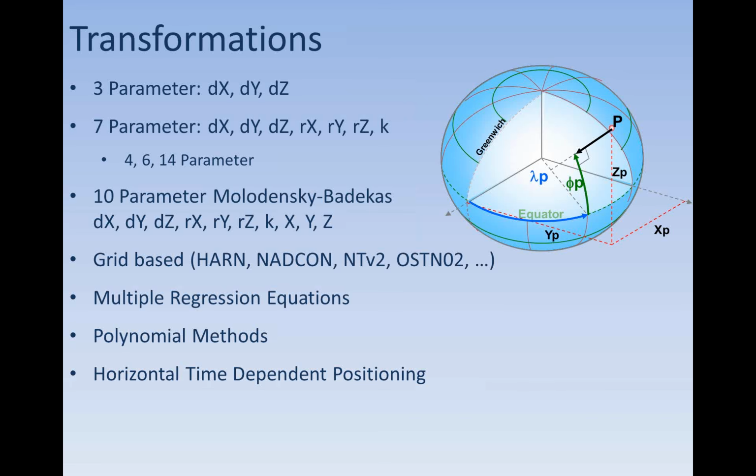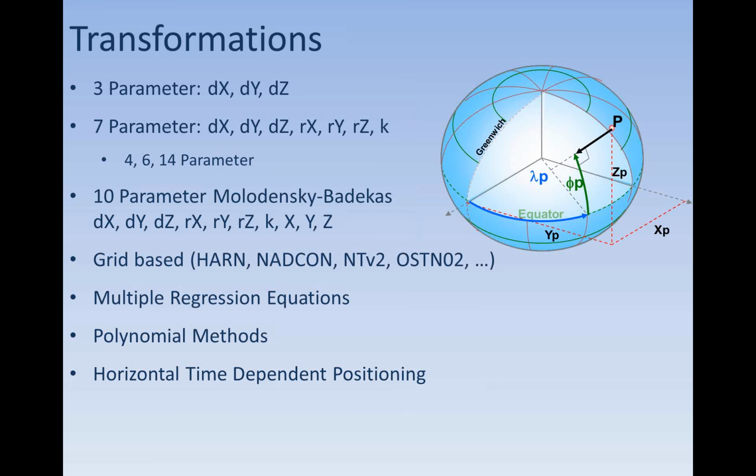So what we have are our point, and all these axes that we're going to be talking about, and all of these different shifts that we have on screen here: the 3 parameter, the 7 parameter, 10 parameter, and so on. All of these different methods are ways of figuring out how to move the geocenter of our model to the location of the geocenter of another model.